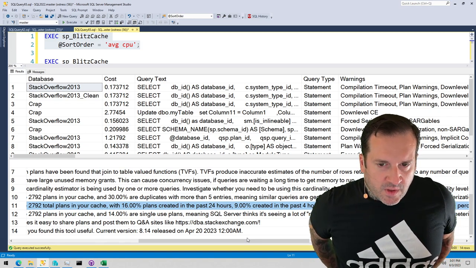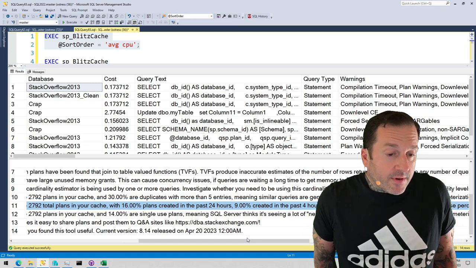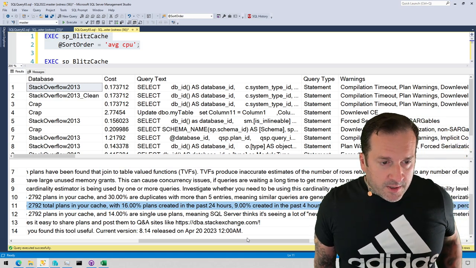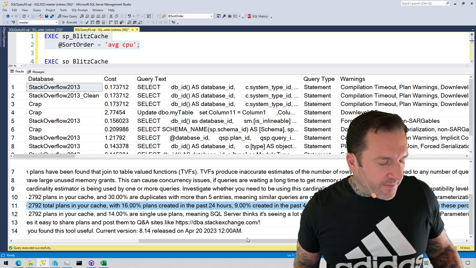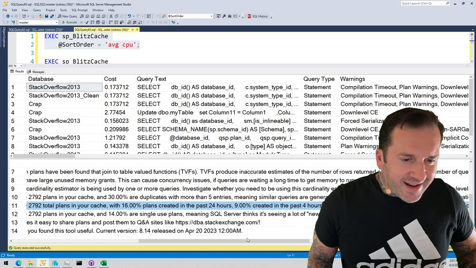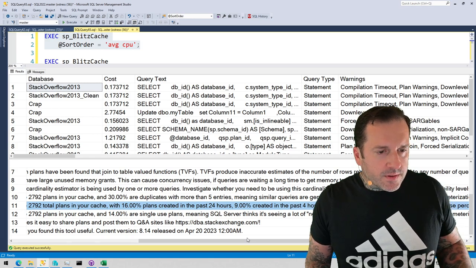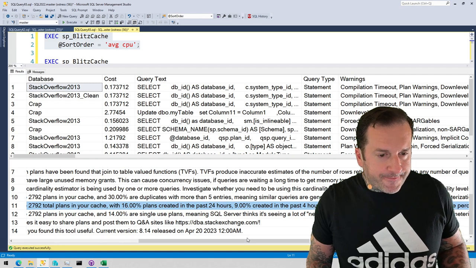Now, one of my go-to sort orders for BlitzCache, and even for looking at Query Store with my stored procedure sp_QuickieStore, is average CPU. And the reason for that is because when I find queries that have a high average CPU, I have pretty good confidence that those are queries that I can make meaningful adjustments to fix.